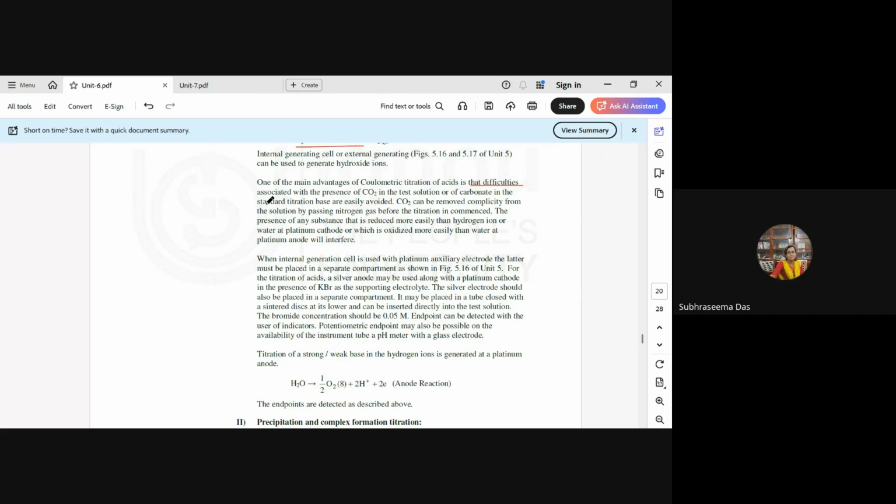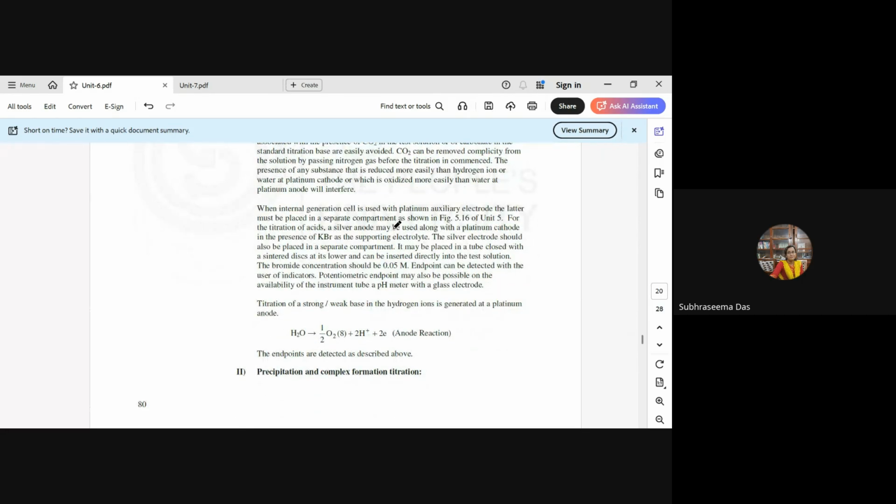CO2 can be removed completely from the solution by passing nitrogen gas before the titration is commenced. The presence of any substance that is reduced more easily than hydrogen ion or water at the platinum cathode, or which is oxidized, will interfere. When an internal generation cell is used with a platinum auxiliary electrode, the latter must be placed in a separate compartment.